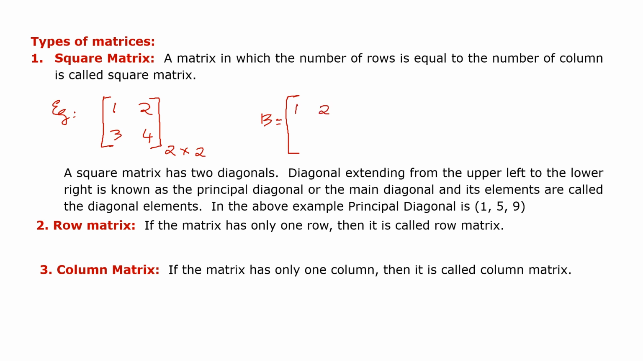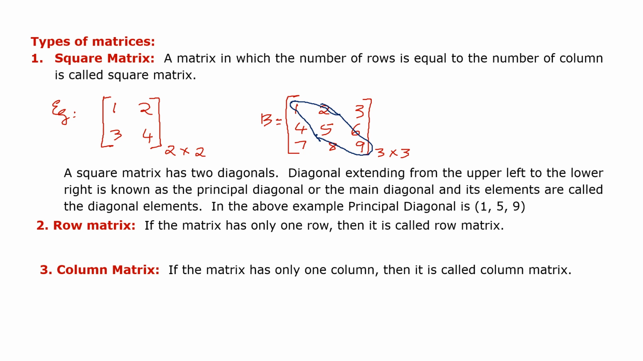So here it is 1, 2, 3, 4, 5, 6, 7, 8, 9. There are 3 rows and 3 columns, so it is 3 by 3. A matrix in which the number of rows is equal to the number of columns is called a square matrix. There is something called a diagonal. There are two diagonals in this matrix. One is the principal diagonal, that is the diagonal extending from the upper left to the lower right, that means 1, 5, 9. Whenever we say diagonal of a matrix, let us consider the principal diagonal only.